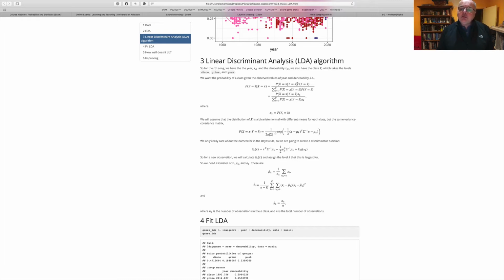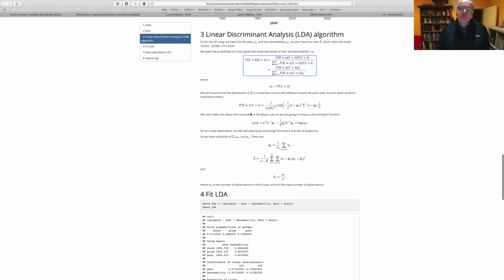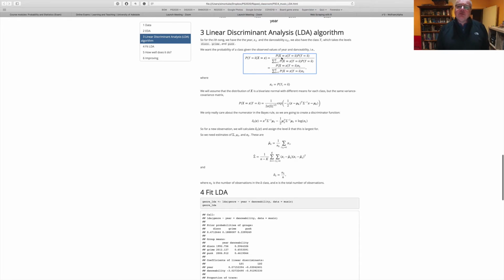Change of notation here: I'm going to rewrite the probability that y equals k as just pi k. So we need to assume a distribution. We want to say, how are year and danceability distributed for each class? And we're going to use what we've looked at in this chapter: the bivariate normal. So the probability that x equals x given y equals k: given that we're in the kth class, we're going to assume that x, the year and the danceability, have a bivariate normal distribution. They have the same variance-covariance for every class, but a different mean for each class. So this is our bivariate normal.